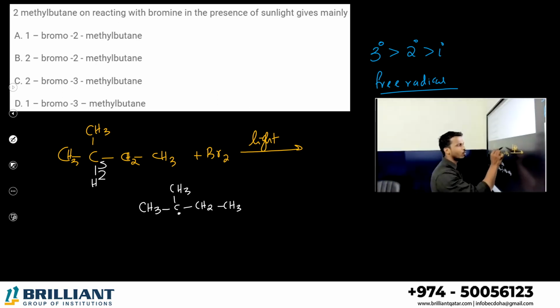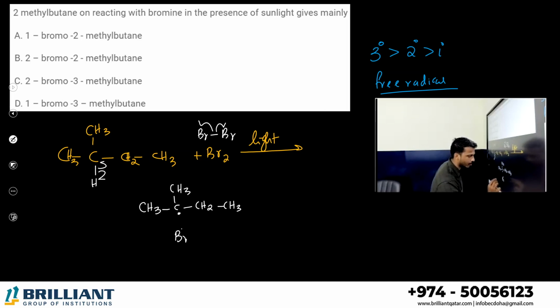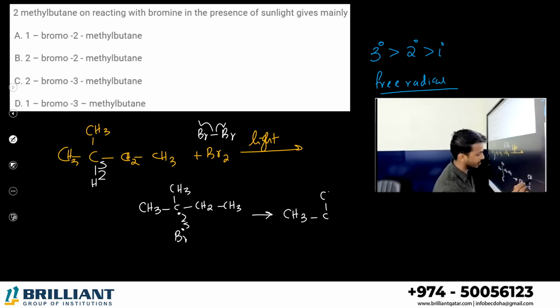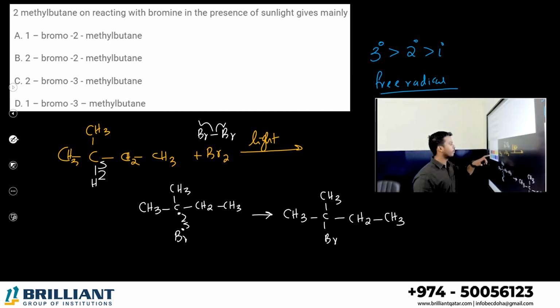So Br2. What is Br2? Br with Br, one electron here, one electron here. So one of the Br dot comes here, and these two electrons will join together. We will get the final product, which one? CH3, CCH3, Br, CH2, CH3. What is this compound, dear student? What is the name of this compound?